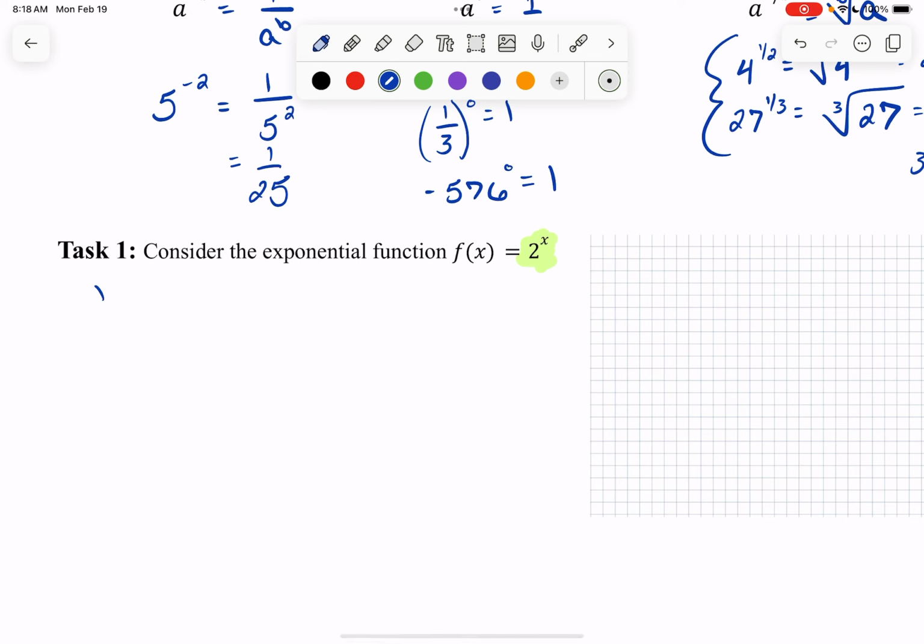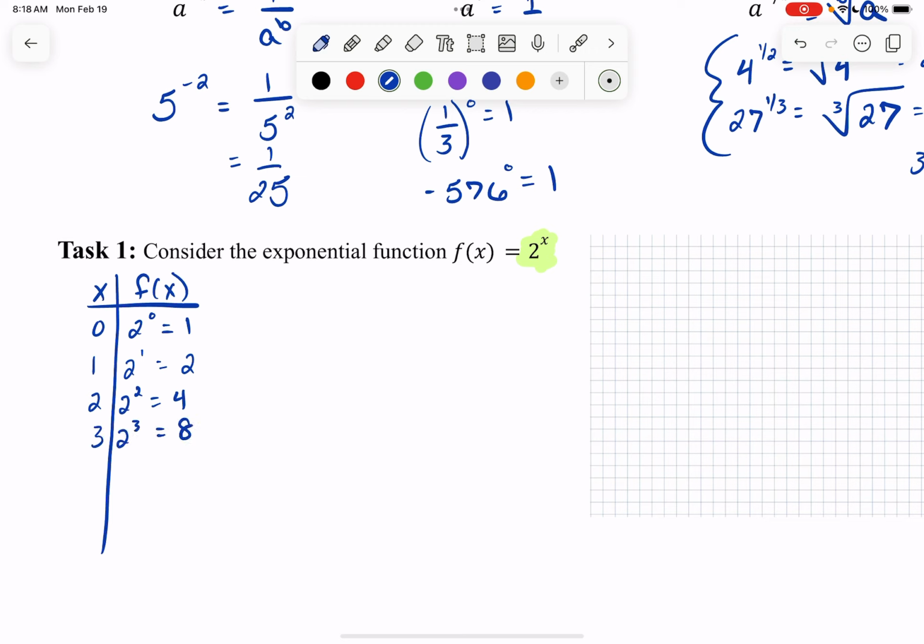Okay, so here's my input x. My output is my f of x, and it's going to be 2 to the x. So let's just pick some nice numbers. I always like to start with 0. 2 to the 0, anything to the 0 power is 1. What about 1? 2 to the 1 is 2. 2 to the second is 4. 3, 2 to the third is 8. 4, 2 to the fourth, multiply by 2 one more time, 16.